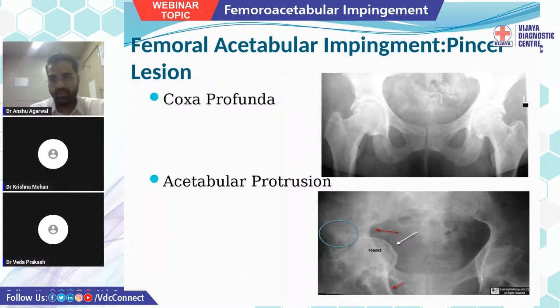there is an ilioischial line, a sclerotic line, which goes to the medial margin of the acetabulum. Now, if the medial margin of the acetabulum is very closely related to the ilioischial line, or is crossing that line and going medial to it, then it is called coxa profunda. It's a deep-seated acetabulum. And if the head of the femur is crossing it medially, then that is called acetabular protrusion, or protrusio acetabuli.